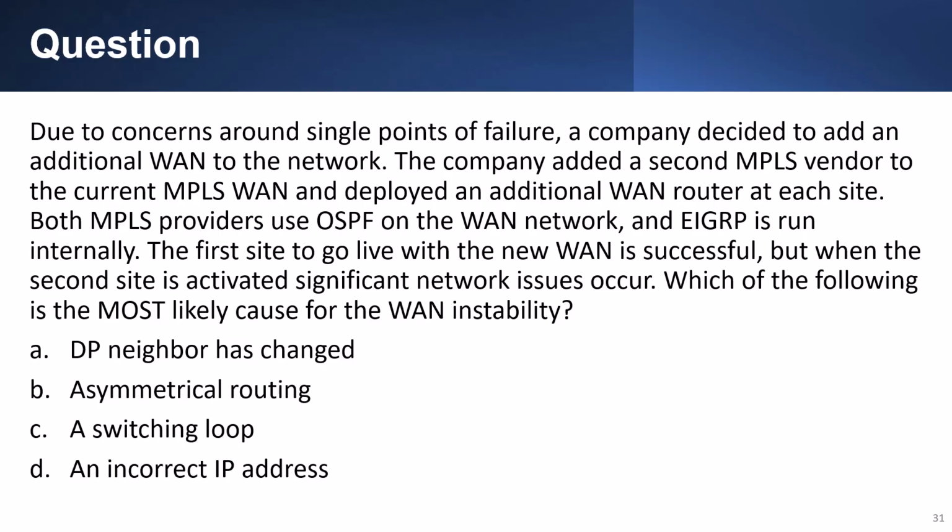Question: due to concerns around single points of failure, the company decided to add an additional WAN to the network. The company added a second MPLS vendor to the current MPLS WAN and deployed an additional WAN router at each site. Both MPLS providers use OSPF on the WAN network, and EIGRP is run internally. The first site to go live with the new WAN is successful, but when the second site is activated, significant network issues occur. Which of the following is the most likely cause for the WAN instability? Answer: asymmetrical routing.